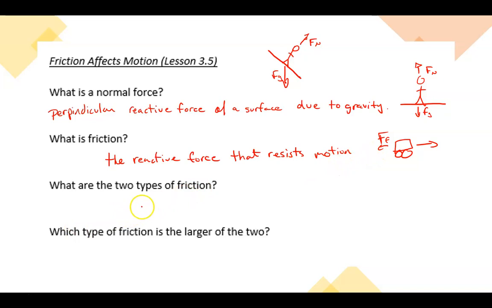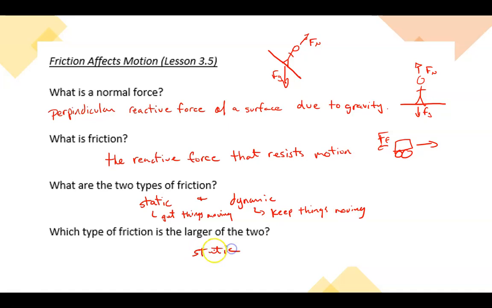Now, there are two types of friction. There is static and dynamic. Now, static is to get things moving, where dynamic is to keep things moving. And static is, in fact, the larger of the two.